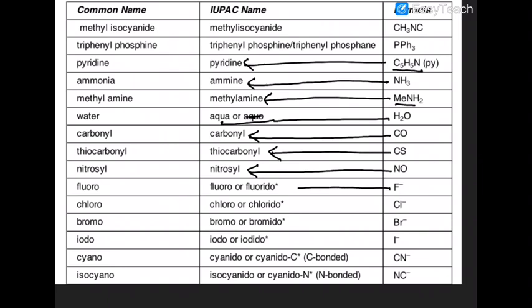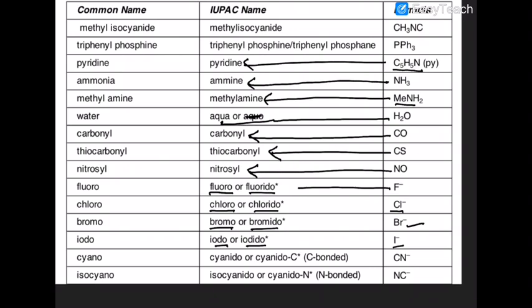For F negative, you use either fluoro or fluorido. Both are acceptable. I am repeating once more. For F negative, you use either fluoro or fluorido. Both are acceptable. Similarly, for Cl negative, you may use chloro or chlorido. Both are acceptable. For Br negative, bromo or bromido. For iodine, iodo or iodido. So both are acceptable. You know that or not?